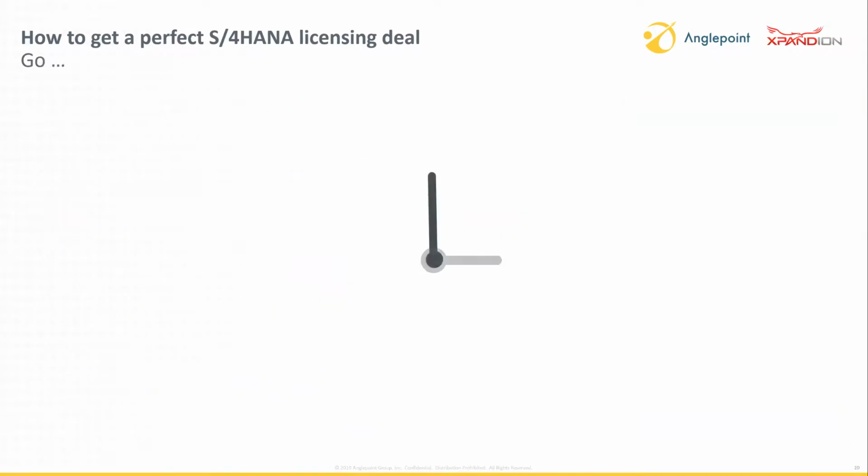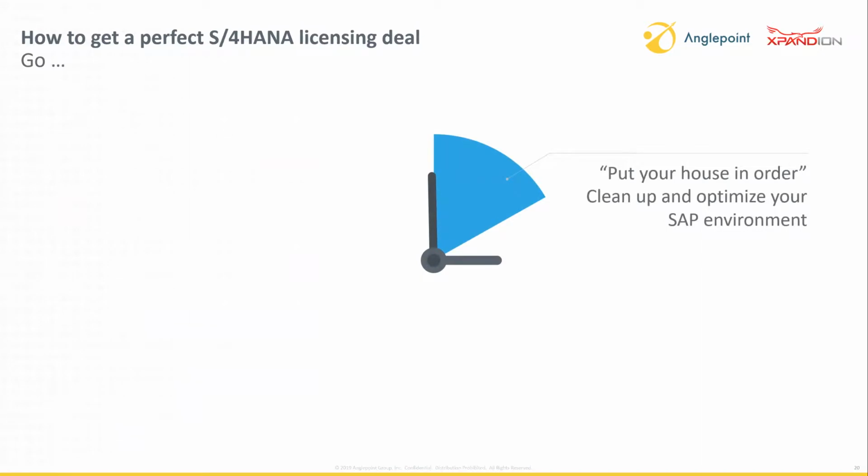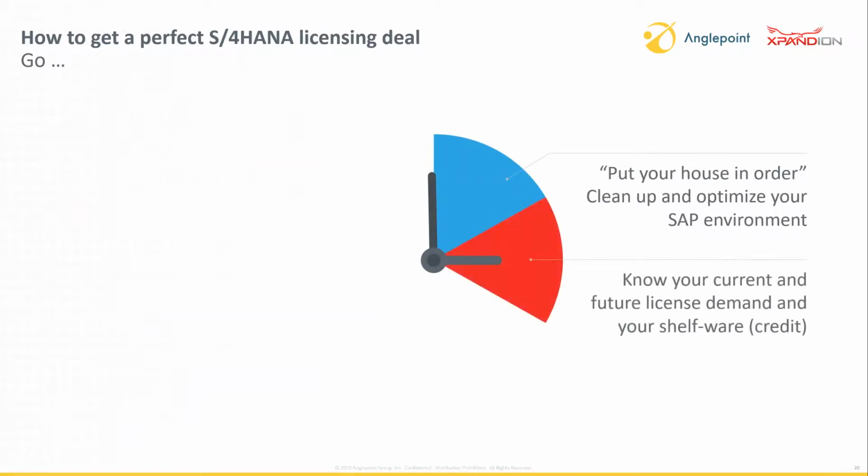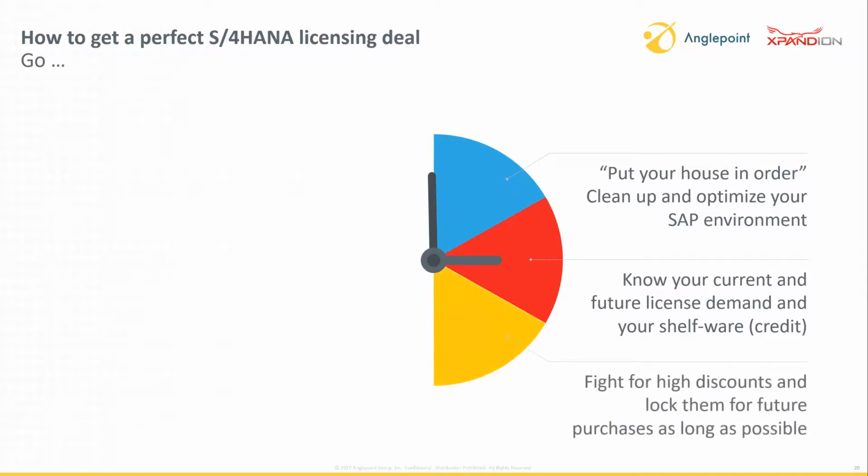So last but not least, what should you do? First of all, put your house in order, clean up and optimize your SAP environment. Next step, know your current and future license demand, especially things you don't need, the milkshake principle, just keep that wording in mind. And then that would be something like a conversion credit for unneeded licenses. Next step, fight for high discounts and lock them. When I say lock, try to get them for at least 3 years, if possible 5.